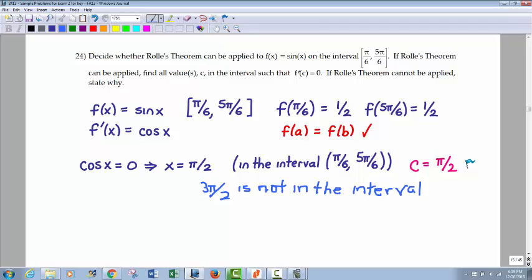Three pi over 2 is not in the interval, so don't use it. So only pi over 2 fits. In that particular interval, from pi over 6 to 5 pi over 6, it's only going to have one horizontal tangent, at pi over 2.